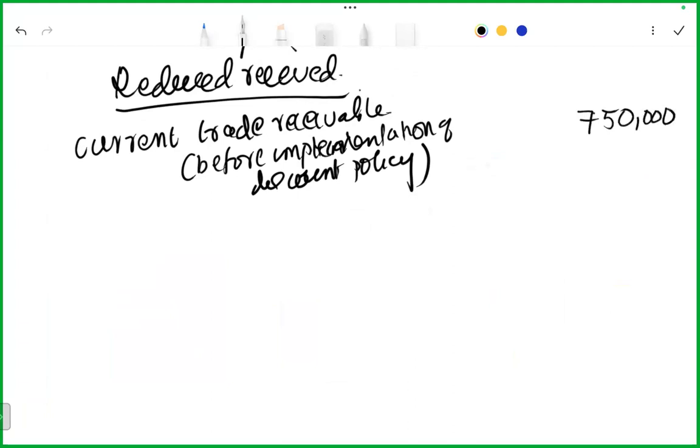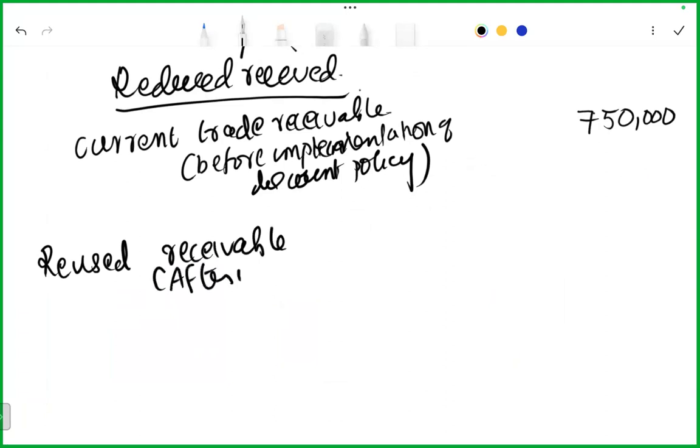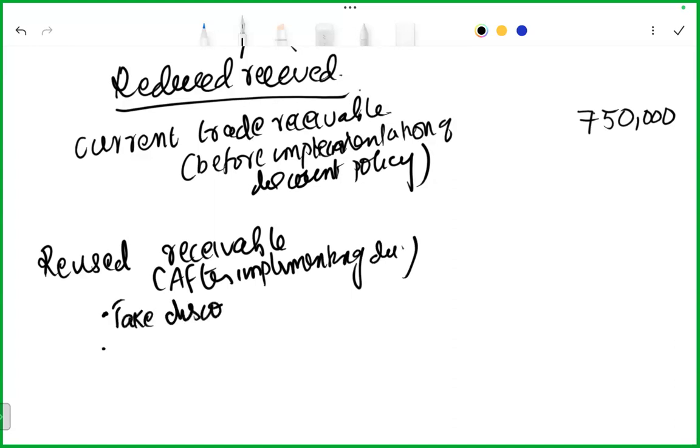Okay, now you have to take the revised receivable balance, revised receivables. So this is after implementing the discount policy. I told you your calculation should be based on the idea that all the calculations have to be done on the annual credit sale. Okay, so here, after the implementation of discount, there will be two categories of people. Those who take the discount, okay, there will be customers who will take the discount and those who do not take the discount.